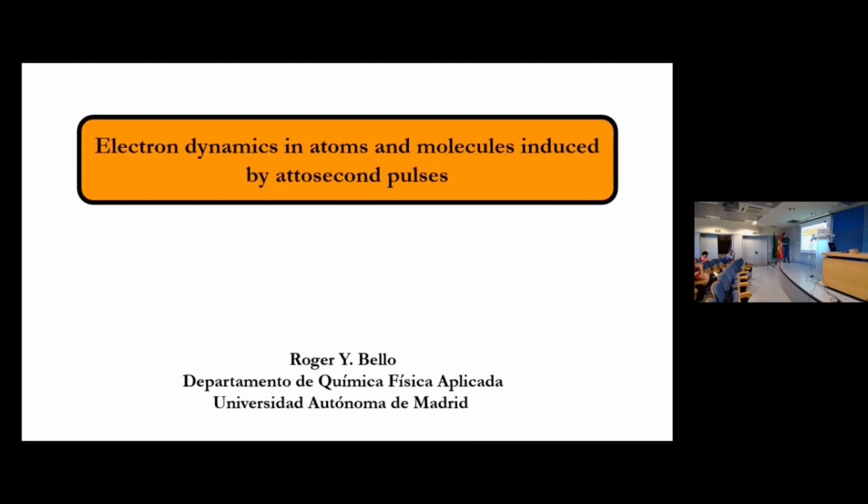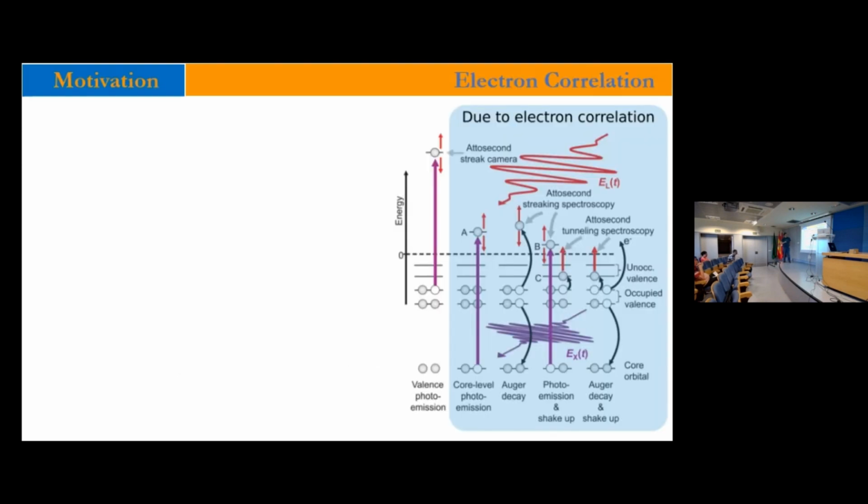Okay, so I'm going to talk about electron dynamics in atoms and molecules induced by attosecond pulses. Photoionization is a process that is very sensitive to electron correlation. That means that you have to include electron-electron interaction. In most cases, for instance valence photoemission, in which you remove an electron from a valence shell, you can get away with using the Hartree-Fock approximation or including less to no electron correlation. Some cases that won't work, but anyway, we can put it aside.